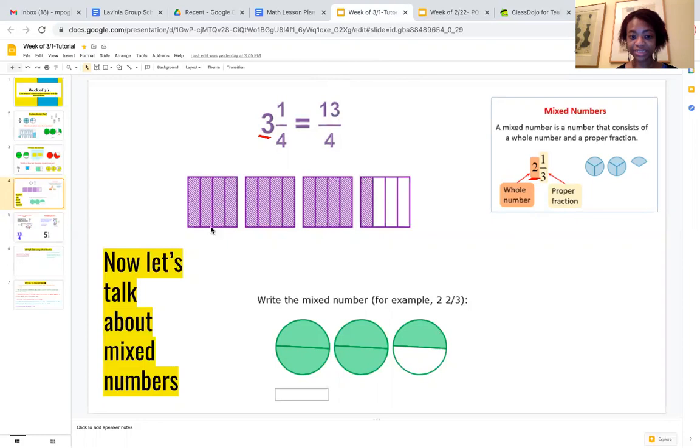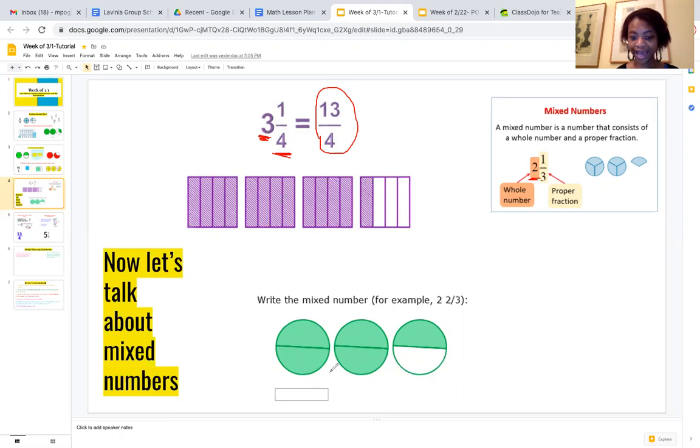So here we have 13/4, right? Which means that we have 4 as the denominator, and then we have 13 shaded. So we can change this fraction greater than 1, what we just looked at before, to what we call a mixed number: a whole number, 3, and a fraction, 1/4, so 3 and 1/4. So these two values or amounts are equivalent. They are the same.